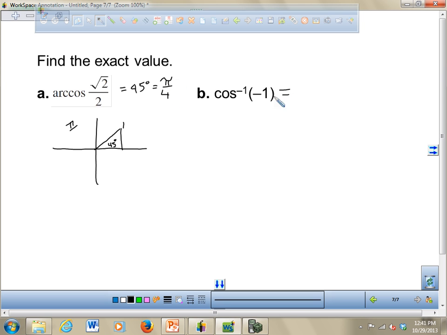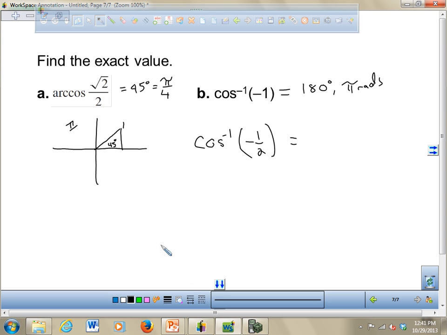What would inverse cosine, where between 0 and 180 is cosine equal to negative 1? Where would it be? At 180, or pi radians. 180 degrees, pi radians. What if I said, what is the inverse cosine of negative 1/2?